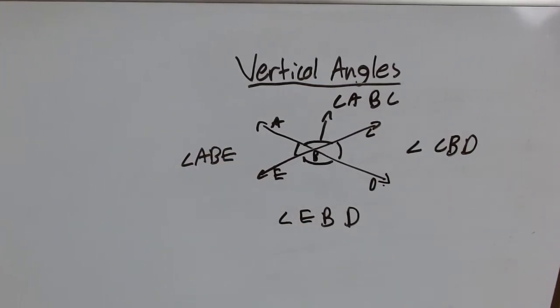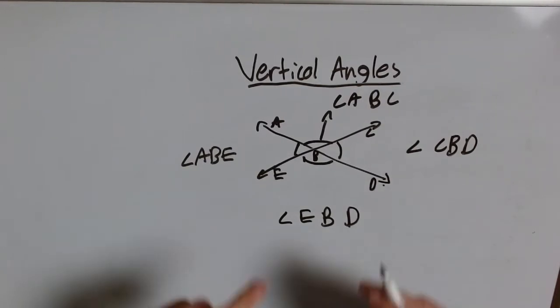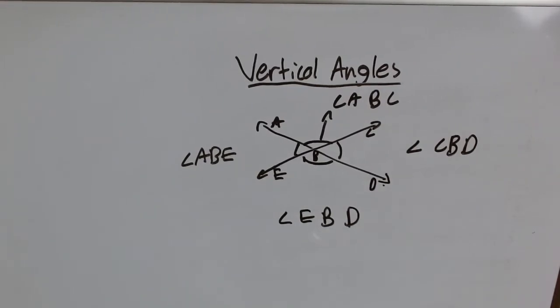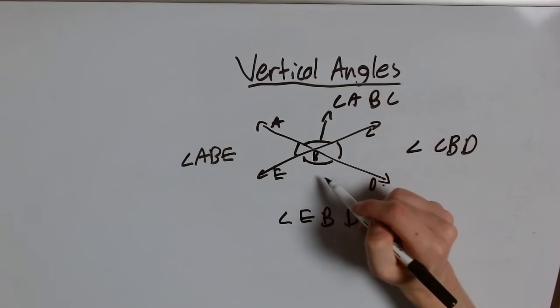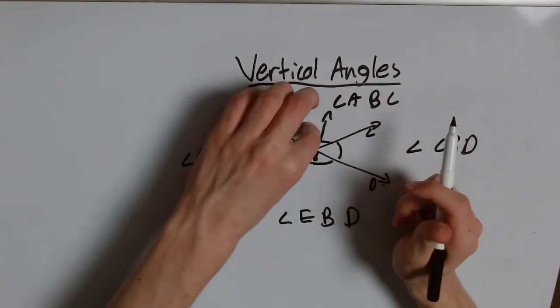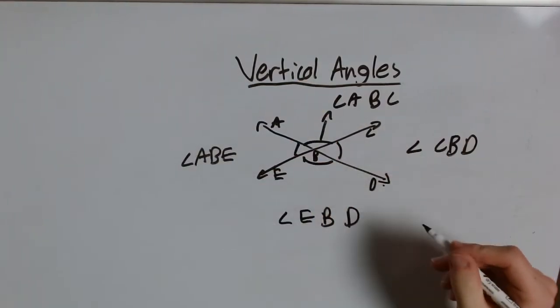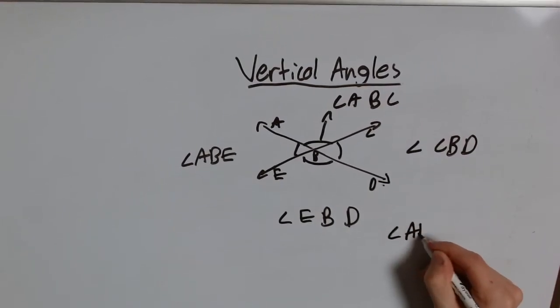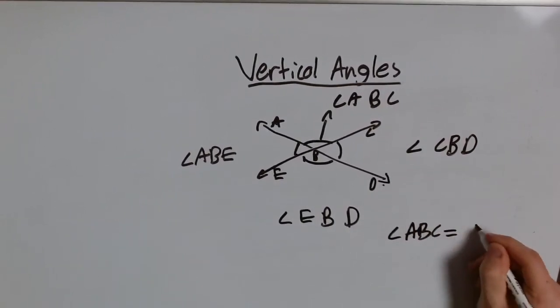Now, here's where things get interesting. For any angle like this, any angle formed by 2 intersecting lines, if they are on opposite sides, they are guaranteed to be equal. What does that mean? Well, ABC and EBD are opposites, right? One's on the top, one's on the bottom. That means ABC is equal to EBD.